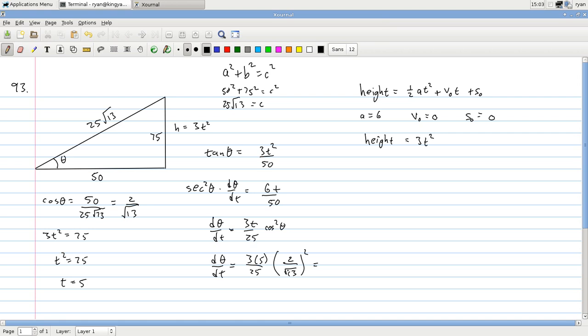So simplifying this, I see these 5's can reduce. So we've got 3/5 times 4 over 13, which gives us 12 over 65. So we've found the rate at which the angle of elevation changes.